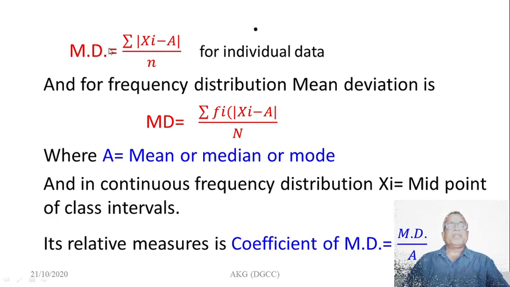These two formulas give the absolute measures of dispersion, and the corresponding relative measure, the coefficient of mean deviation, is equal to mean deviation divided by a. If the deviation is taken from the mean, divide by x bar. If the deviation is taken from the median, a means median. So substitute the value of a, the average from which the deviation is taken.